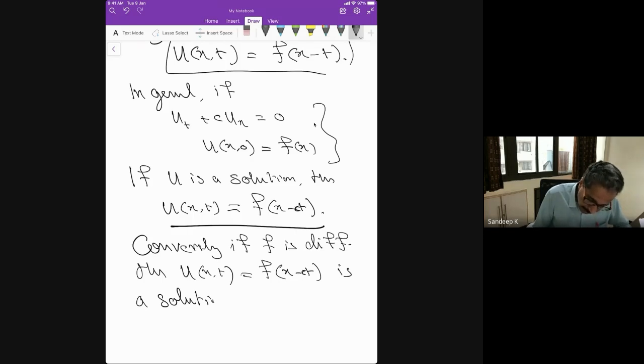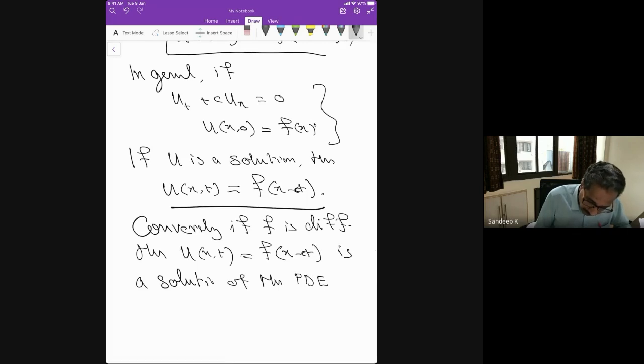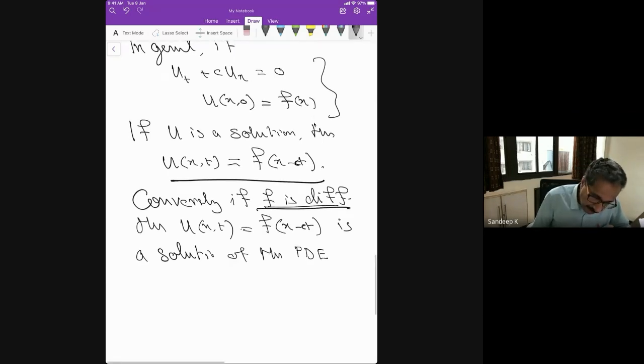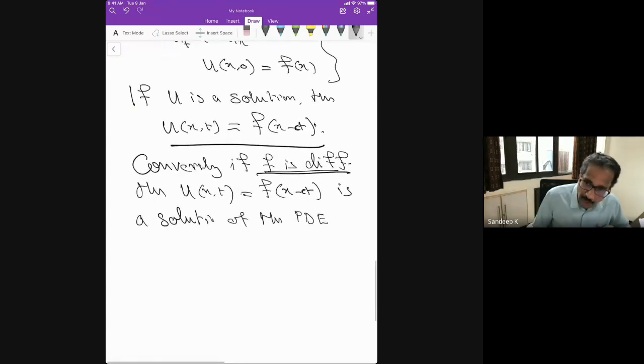u(x,t) = f(x - ct) is a solution of the PDE which I have given. Here I need f to be differentiable. If f is differentiable, then I can solve this equation like this. Now, let me try to understand this equation a little better. Let us look at the nature of this solution.